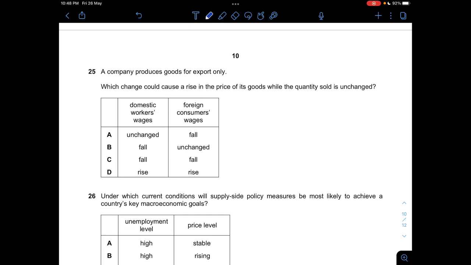Question 25. A company produces goods for exports only, and which change could cause a rise in the price of its goods while the quantity sold is unchanged? So a rise in the price of the goods would be when your domestic workers' wages increase, because of the shift in the supply curve to the left, which would be something like this, a shift to the left. And then the foreign consumers' wages would then have to be increased as well. So if, let's say, the domestic workers' wages are unchanged, it's not correct. And then B, it says a fall in the domestic workers' wages. Anything that says fall would not be correct. So I say D, both rise.